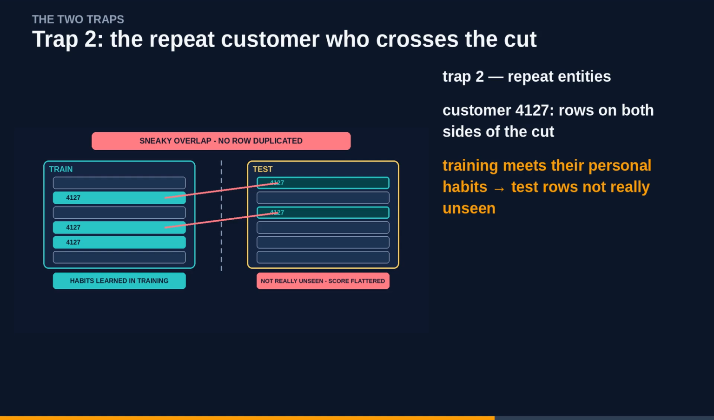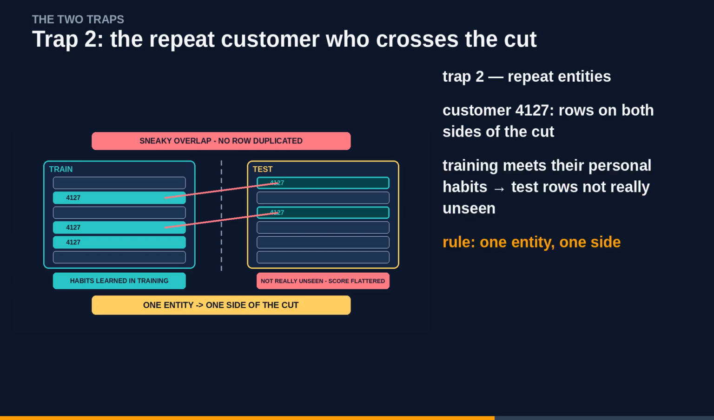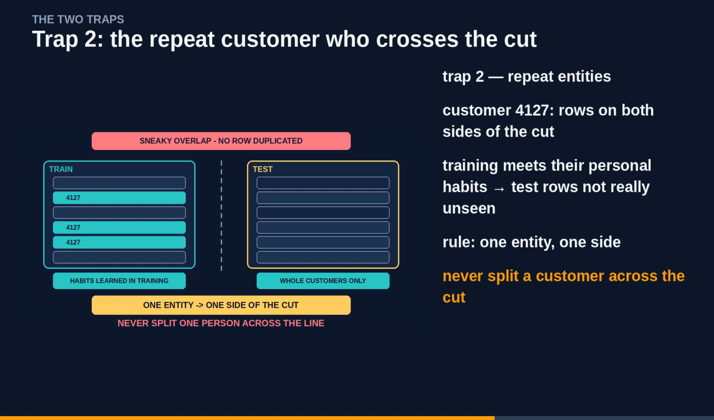Whenever rows belong to a person, a store, or any repeating entity, keep whole customers on one side. Every entity keeps all of its rows on one side of the cut, and train and test never split a customer between them.